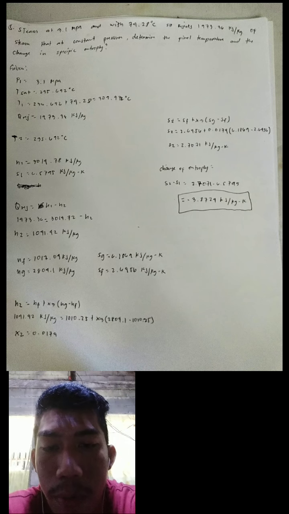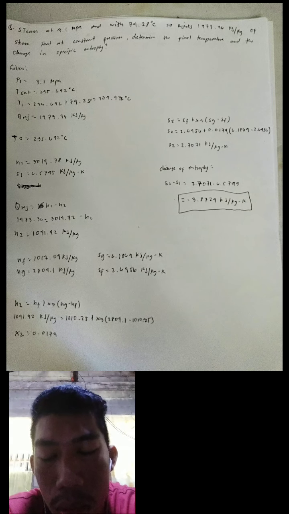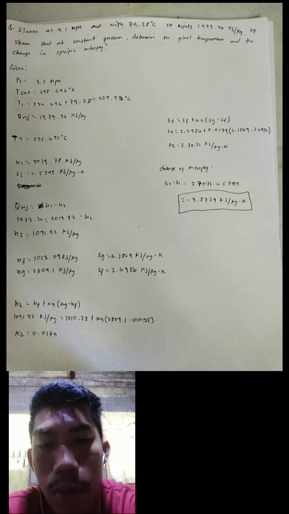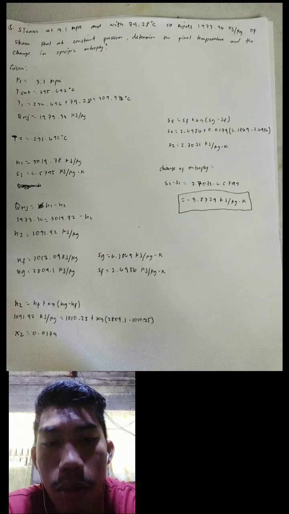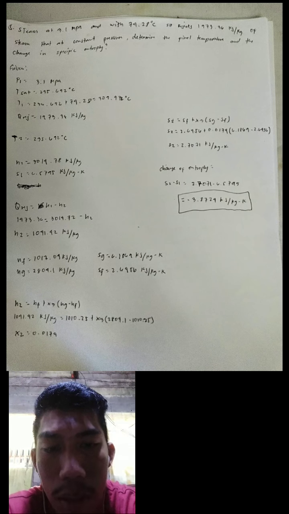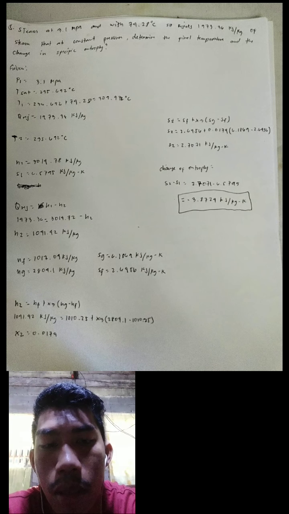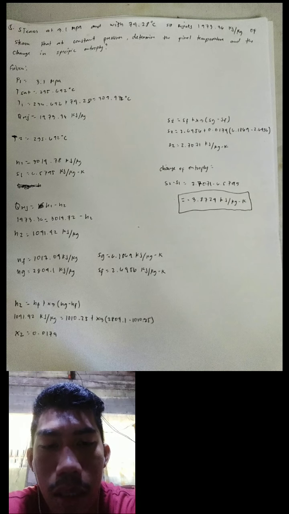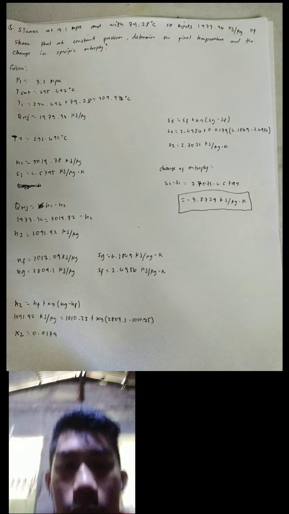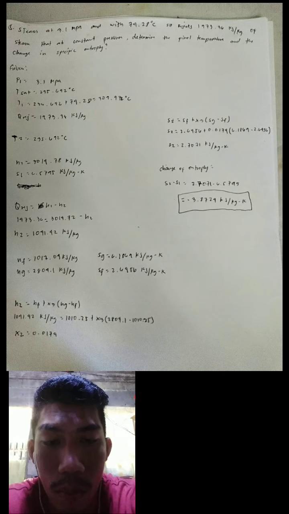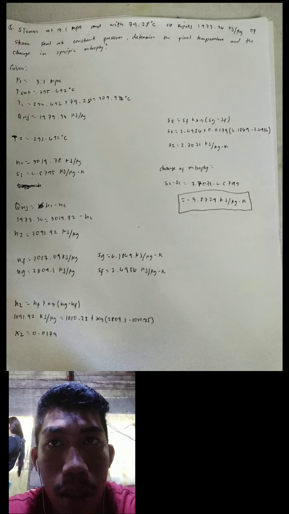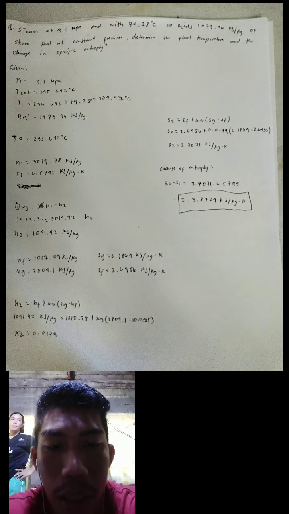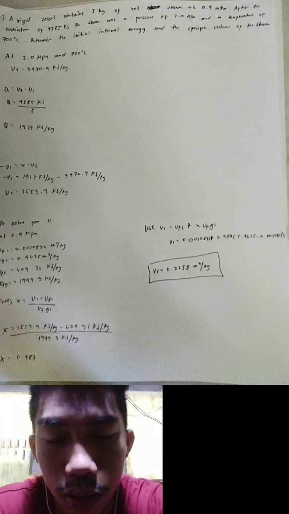For the solution for the change of entropy, we must subtract S2 minus S1. Our S2 is 2.7071 kilojoules per kilogram-K minus the S1, which is 6.5795 kilojoules per kilogram-K, and the change of entropy will give us negative 3.8724 kilojoules per kilogram-K. So I will proceed to number 7.